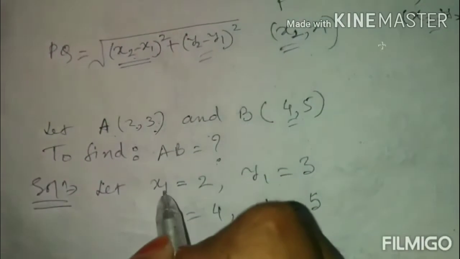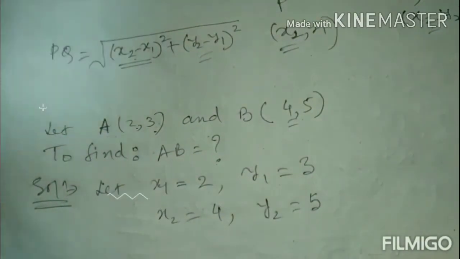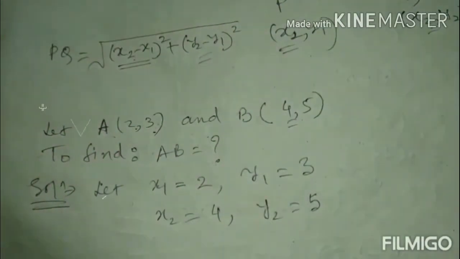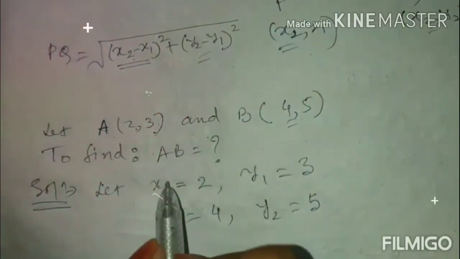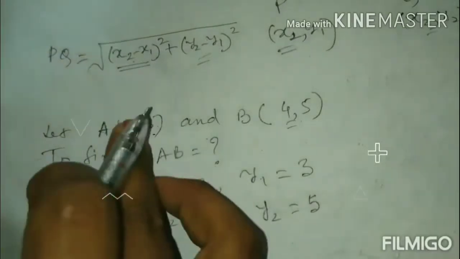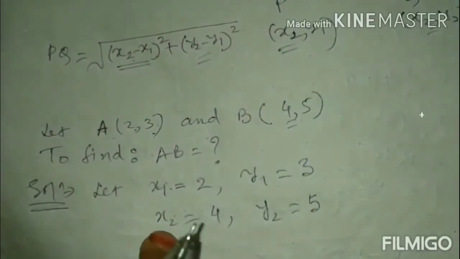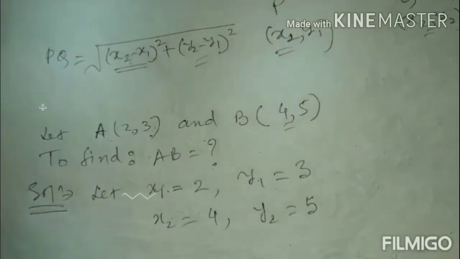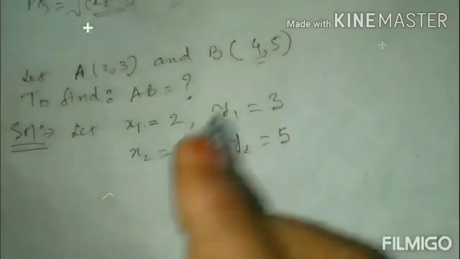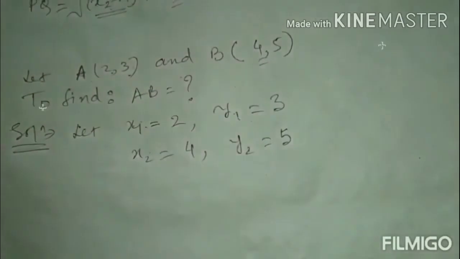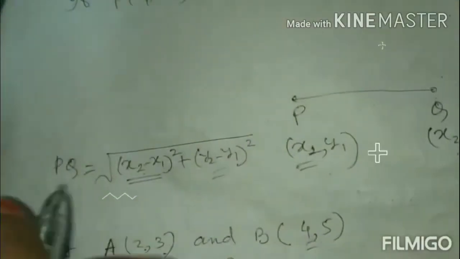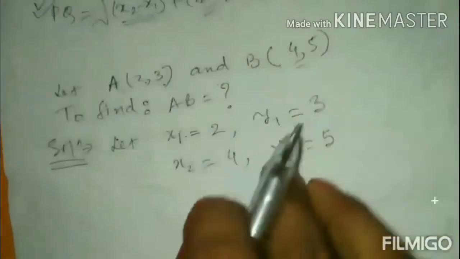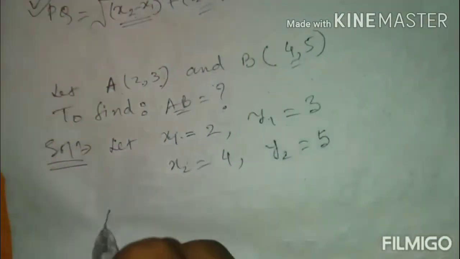That means x1 and x2 are the coordinates of x, y1 and y2 are the coordinates of y, and the terms with 1 are for the first point and the terms with 2 are for the second point. So now that we have the values of x1, x2, y1 and y2, we can use this formula. We have to find the distance AB. So AB equals what?